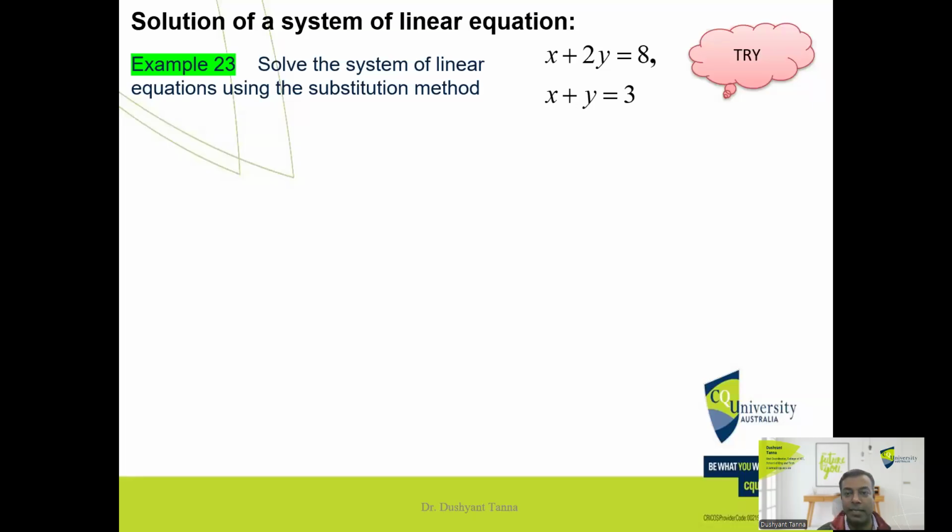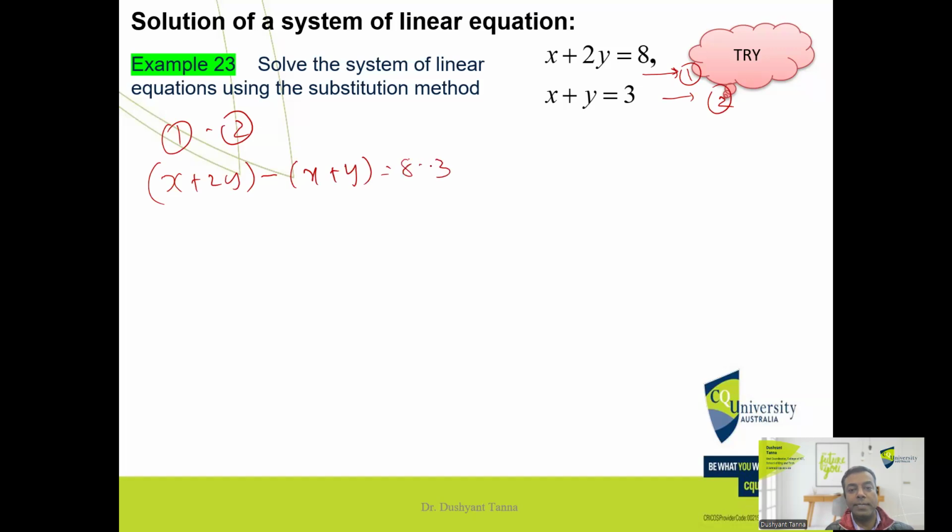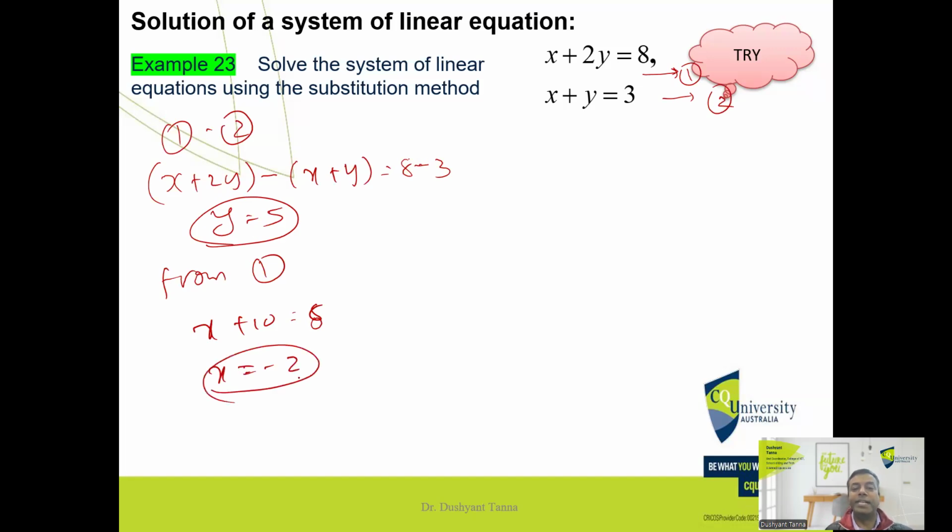Another kind of very easy question, I would say. Equation 1 and 2. I will simply go 1 minus 2. I feel that everyone is comfortable doing it this way. So I do it. x is gone. y is 5. Pick up any of the equations from 1. x plus 10 is 8, and therefore, x is minus 2. Check, check, check.